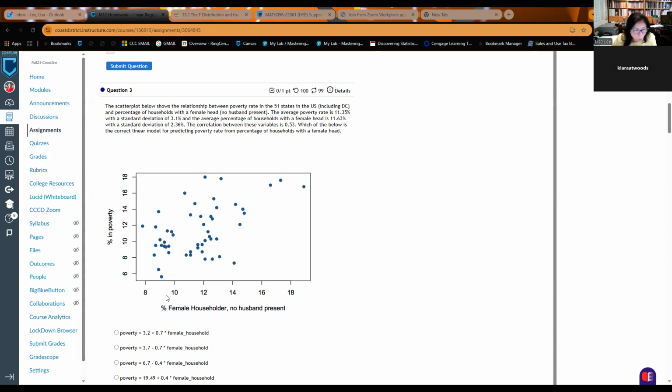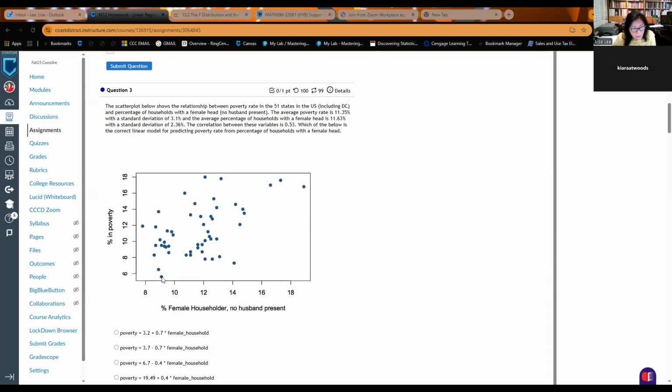If I pick a point at 8 here, that means a smaller percent of female households, but 12%, this is one state. We don't know which state, just some state of the United States. Their percent of female households is almost 8%, and the poverty is 12%, high here.